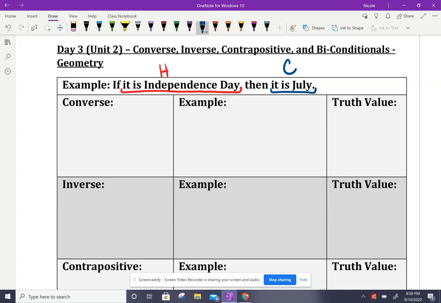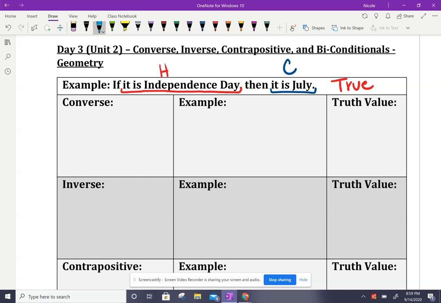Now, we talked about truth values last time, and remember, with truth values, you read your conditional statement as kind of an extreme. If it is Independence Day, then it can only be July. And we're talking about the US Independence Day, not in other countries. The United States Independence Day happens in July. So if we are celebrating Independence Day, we have to be in the month of July. So our truth value for this is true.